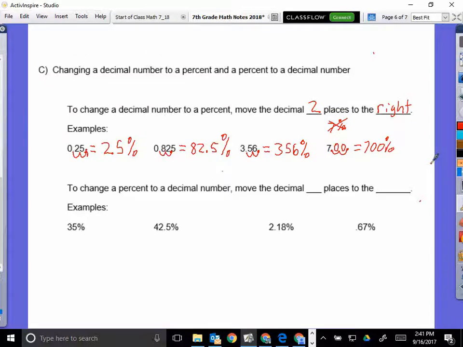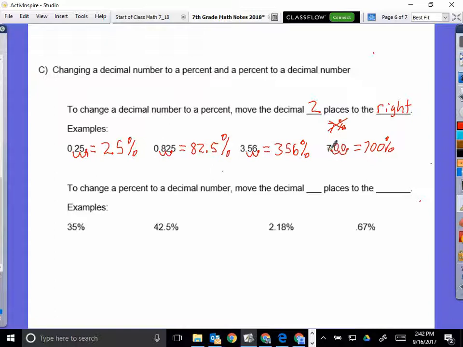Okay? Now you may be thinking, well, that doesn't really make sense. Why does 7 turn into 700%? Why can't it just be 7%? For those of you that really care about math stuff, I know there's a few of you out there, I'm going to show you why. Don't deny it, some of you like math stuff, so I'm going to show you.